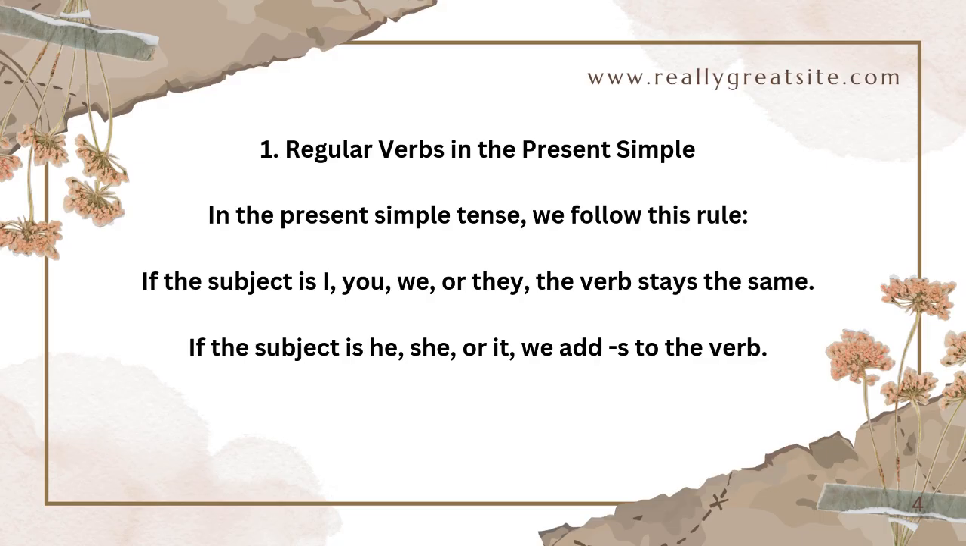Regular verbs in the present simple. In the present simple tense, we follow this rule. If the subject is I, you, we, or they, the verb stays the same. Okay? So if the subject is he or she or it, we add s to the verb. Let me show you these examples.